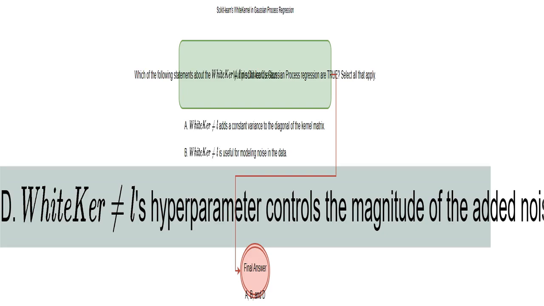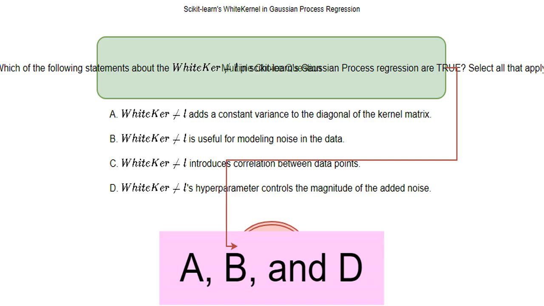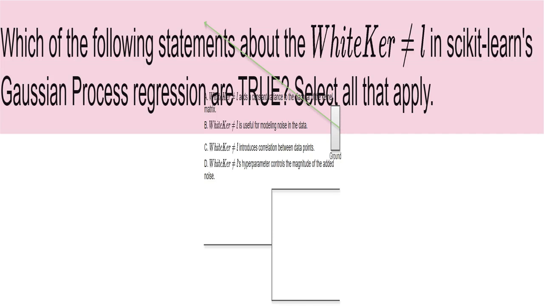Let's see if that's true. And the final answer will be revealed based on my explanation of the previous points. I see. This is a multiple-choice question testing your understanding of the WhiteKernel in Sklearn's Gaussian process regression. Let's tackle each option one by one.